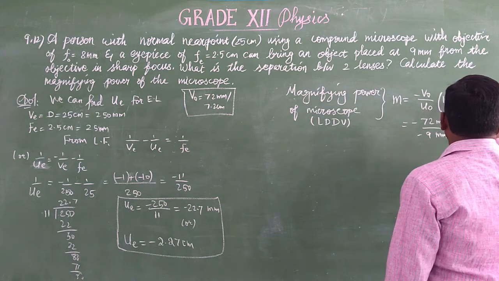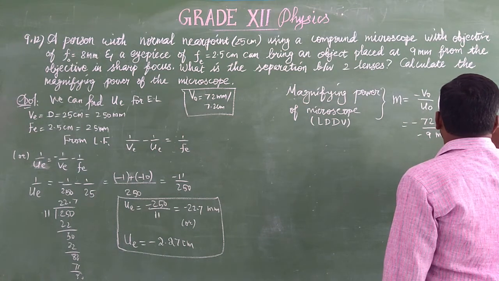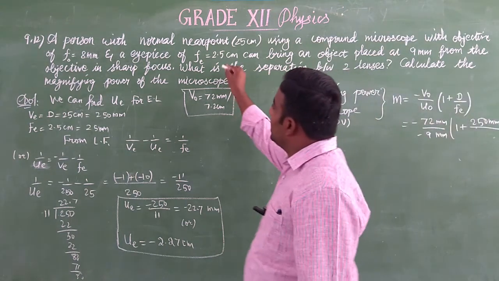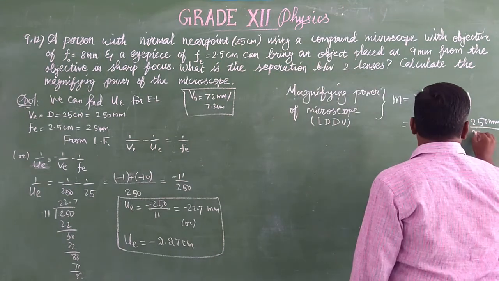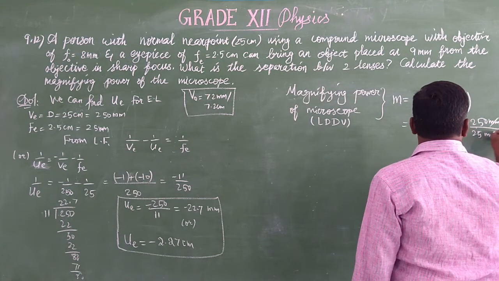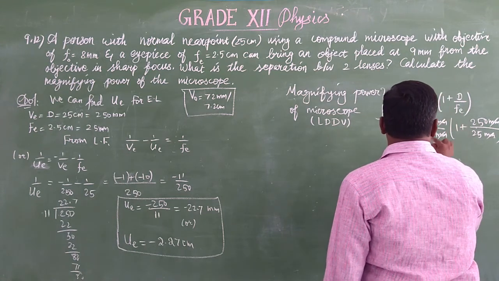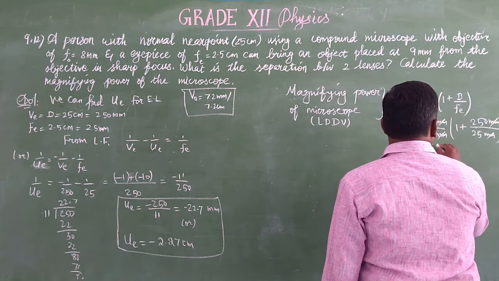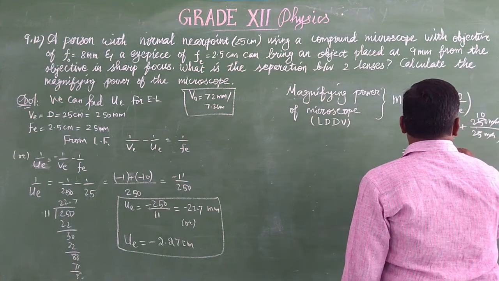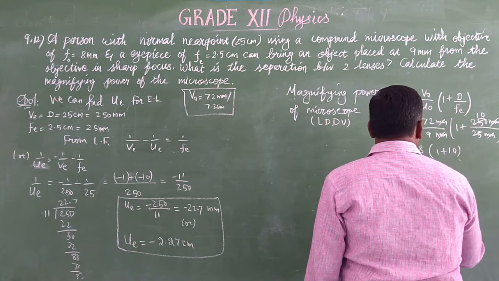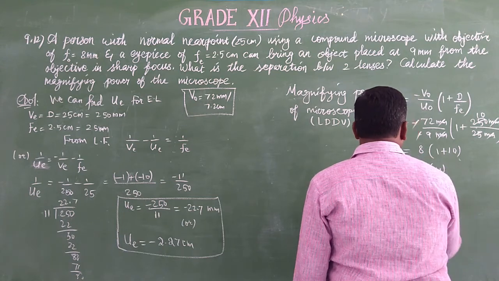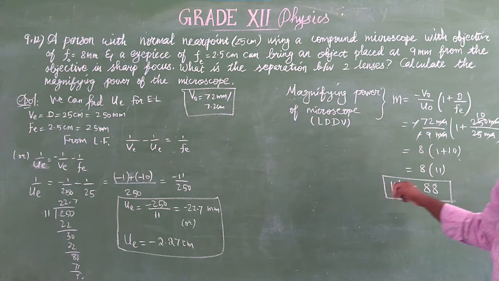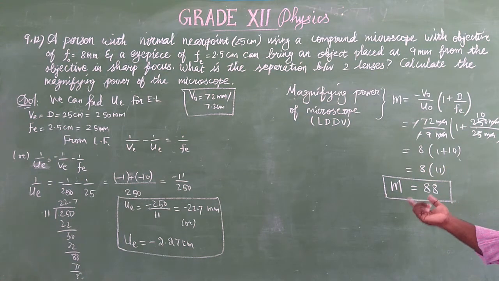And 1 plus, what is the least distance of distinct vision? 25 centimeter, in millimeter that is 250 millimeter, divided by the focal length of the eye lens, that is 2.5 centimeter converted into millimeter, 25 millimeter. So millimeter cancels, minus cancels. So 72 by 9, that is 8, into 1 plus 10. So 8 into 11, 8 elevens are 88. Therefore, the magnifying power is 88. So that microscope can enlarge the object 88 times bigger. I hope you are clear.